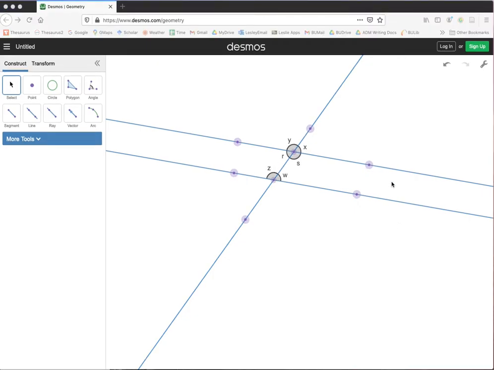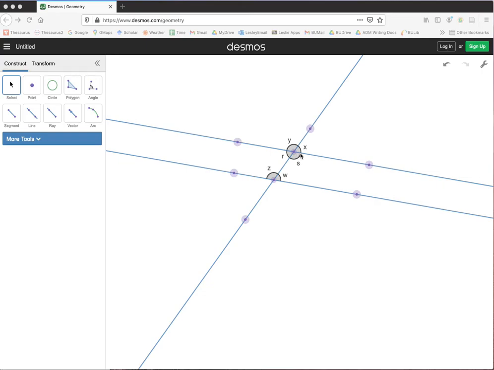So outside of the video, I have removed the labels on the points and marked 6 of the 8 angles formed by these three lines. I want to focus on 4 of these angles. Angles R, S, Z, and W. These are the angles that are inside or between the parallel lines. So we call them interior angles.